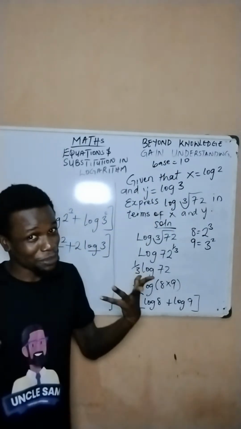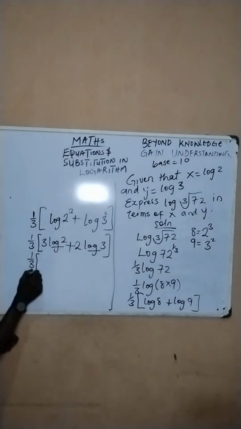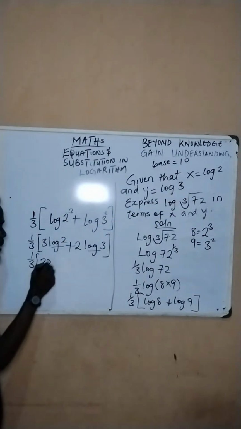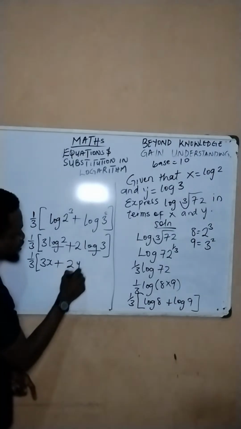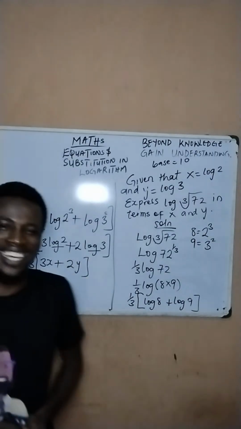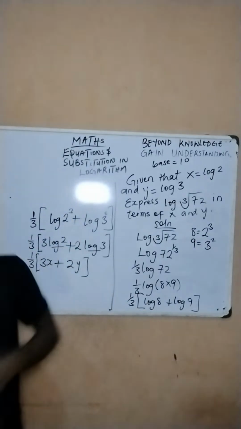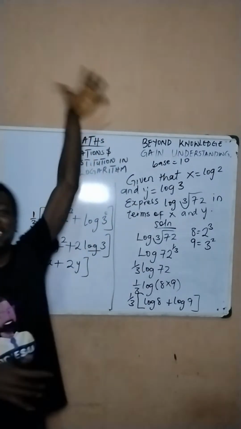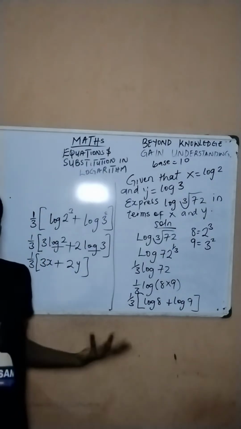So you see the thinking process now, okay? So this is now the same thing as 1 over 3 into 3 log 2, replace it with x: 3x, plus 2 log 3, replace it with y: 2y. Isn't this beautiful? Please, I need your comment. Isn't this interesting, what we have done so far? Breaking it down, like walking backward to arrive at this. So interesting. And so what can I do at this point?